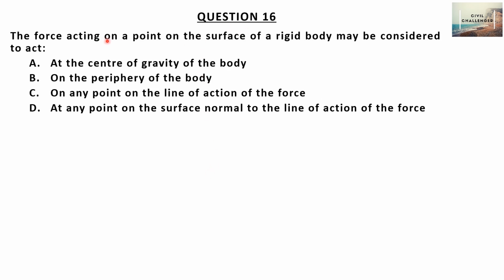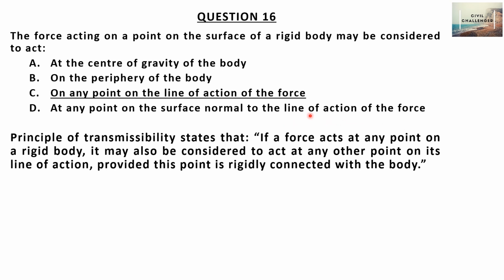Now the next question is, the force acting on a point on the surface of a rigid body may be considered to act option A at the center of gravity of the body, option B on the periphery of the body, option C on any point on the line of action of the force, option D at any point on the surface normal to the line of action of the force. From principle of transmissibility, we know that if a force acts on a point on a rigid body, then we can consider the force to act on any other point on the line of action. Okay, so the correct answer is option C.